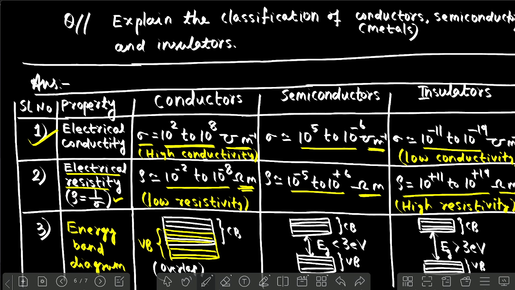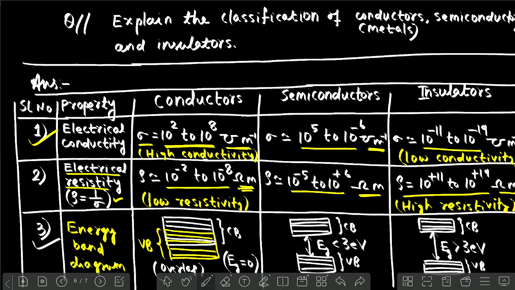But tell me what will be the energy gap in a conductor? It will be 0. Why is it 0? Because the conduction band and valence band are overlapping, so the energy gap is 0. Did you understand the energy band diagram? Sometimes the question will ask you to classify conductor, semiconductor and insulator based on the energy band diagram. Then only this third point you have to write.